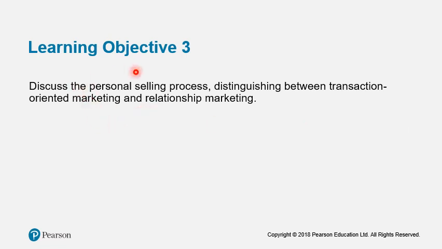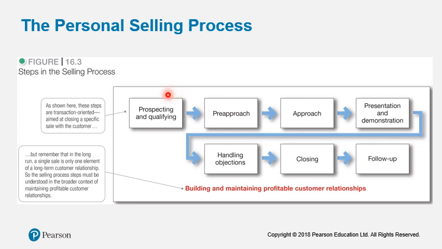Okay, moving on to the third learning objective: to discuss the personal selling process, and distinguish between transaction-oriented marketing and relationship marketing. So basically, there are 7 steps in the personal selling process. We start with prospecting and qualifying the potential buyers, pre-approach, approach, presentation and demonstration, and then later on handling the objections, closing the sales, and of course doing the follow-up. So let's look at each and every one of these steps.